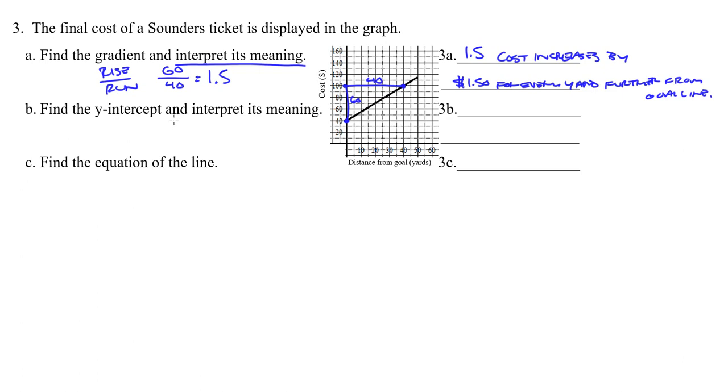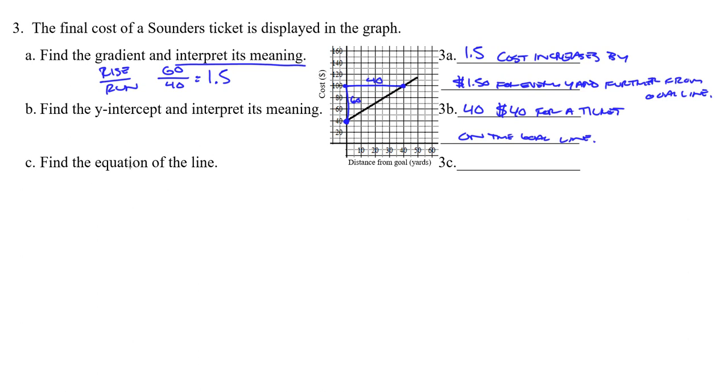So find the y-intercept and interpret its meaning. So y-intercept is this right here. It's 40. It's literally just where it crosses the y-axis. And so that would mean it's going to cost $40 to be 0 yards from the goal line. So $40 for a ticket on the goal line. On the goal line. All right?